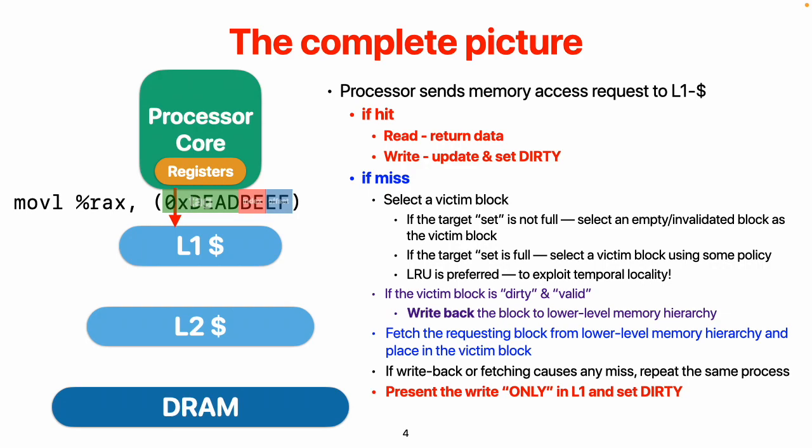And okay, if it's a hit and it's a read, we return it. If it's a write, we perform the update and we set the dirty bit. The reason we want to set the dirty bit is because we want to know that the block has the most up-to-date content. However, if it's a miss, then what happens is we would have to look for it from the lower level memory hierarchy.